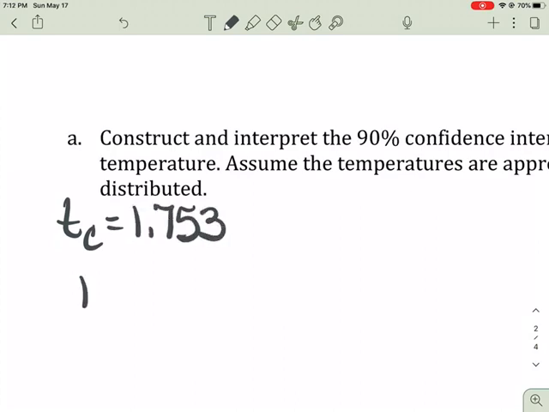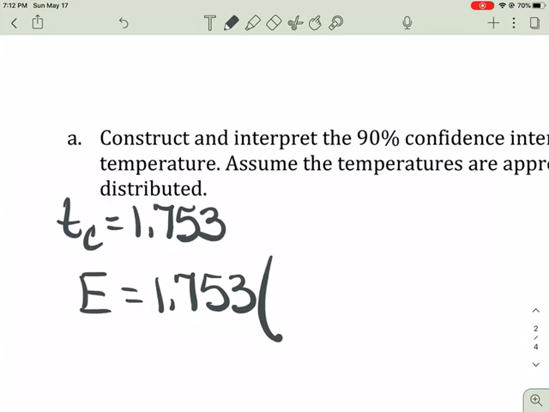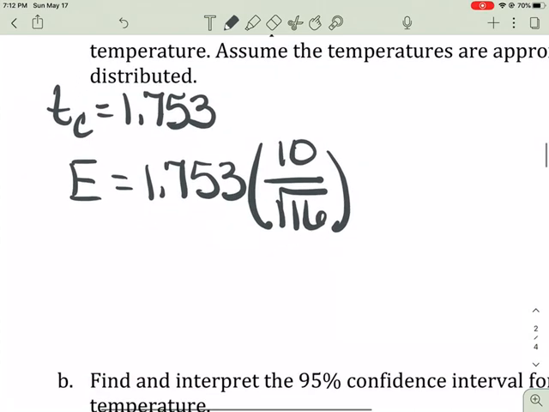So let's find our E. It's 1.753 times s, which was 10, over the square root of 16. Okay, so do the computation, and I got 4.38. So we're going to add and subtract that to the mean.